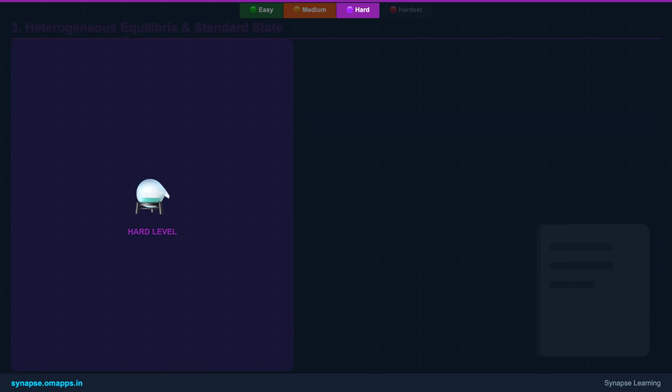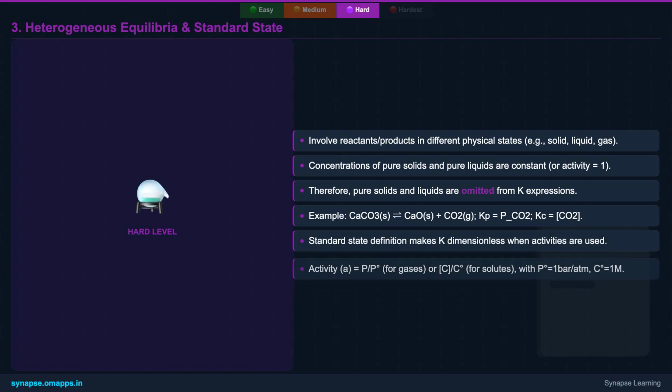Understanding heterogeneous equilibria is also crucial. In these systems, where reactants and products exist in different phases, the concentrations of pure solids and pure liquids are considered constant and are therefore omitted from the equilibrium constant expression. For example, in the decomposition of calcium carbonate, only the partial pressure or concentration of gaseous carbon dioxide appears in the K expression. This simplification is based on the concept of activity, where pure solids and liquids have an activity of 1 in their standard state.